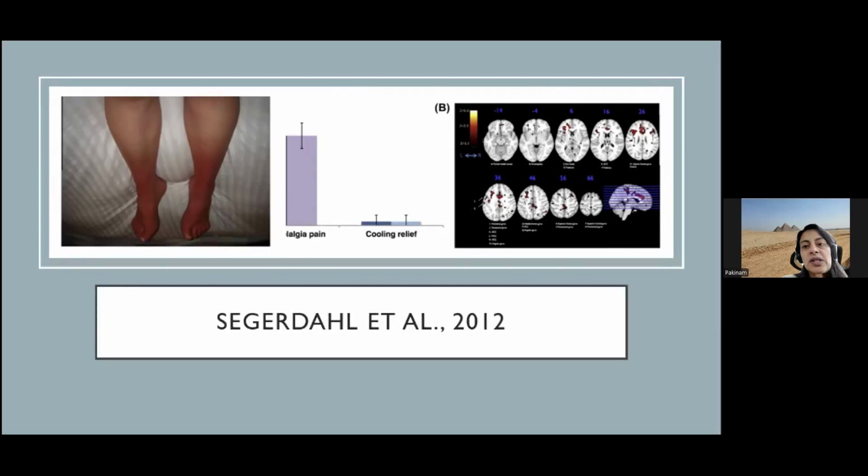This study studied the MRI changes in patients with erythromelalgia, where during the pain, there are changes in the MRI. With the cooling effect, it calmed down.